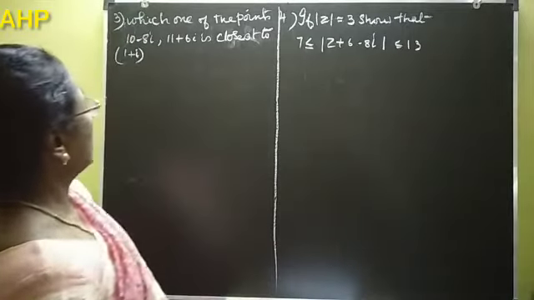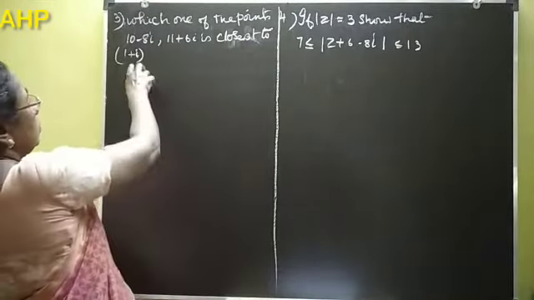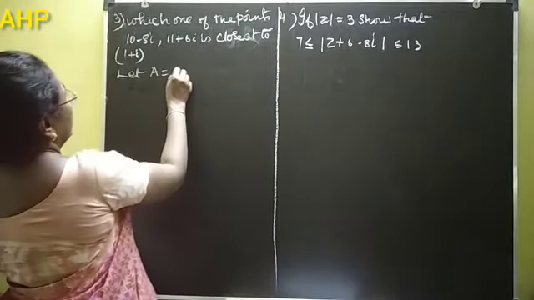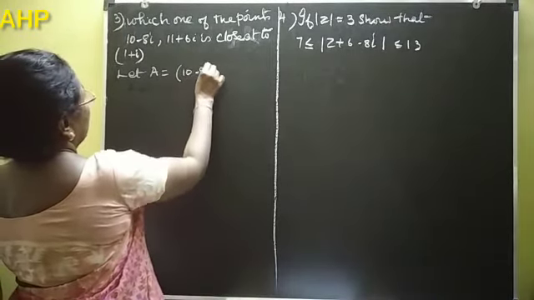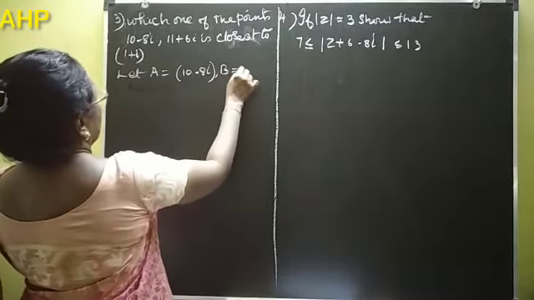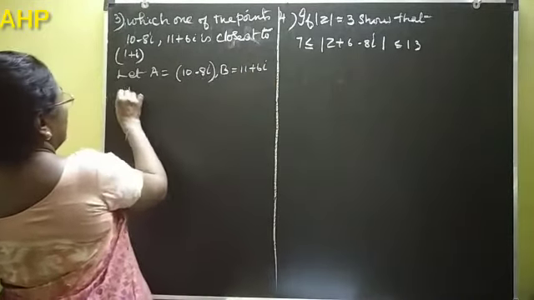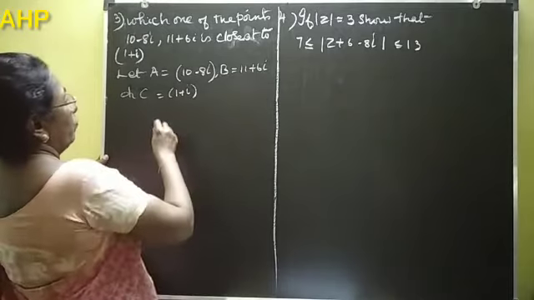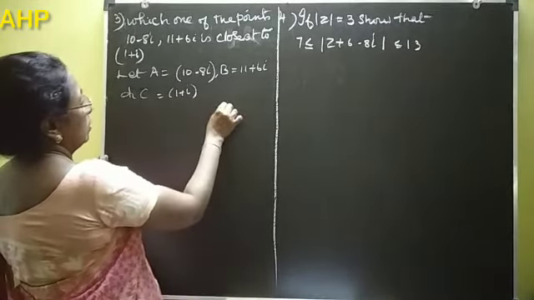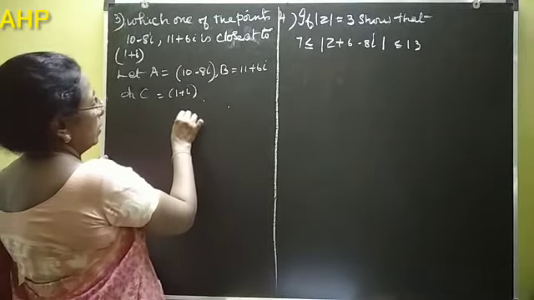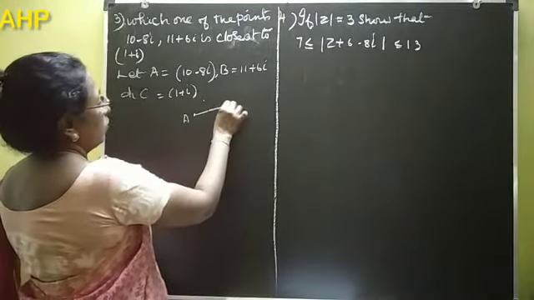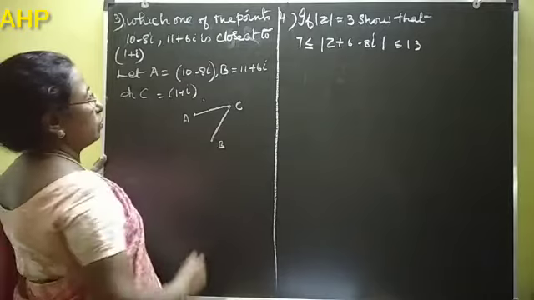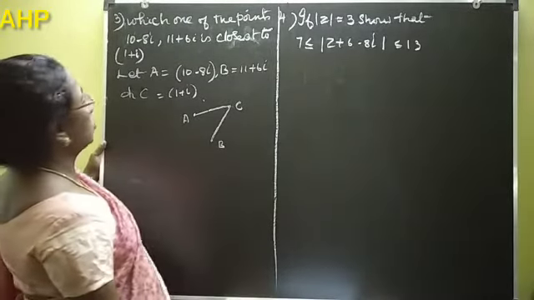The next question is, which one of the points is closest to 1 plus i? Let A is equal to 10 minus 8i, B is equal to 11 plus 6i, and C is equal to 1 plus i. Let us try to find out which is closer. Here is the point C, a point A, a point B. We are supposed to find out what is AC and what is BC. Whichever is shortest will be closest to the point C.